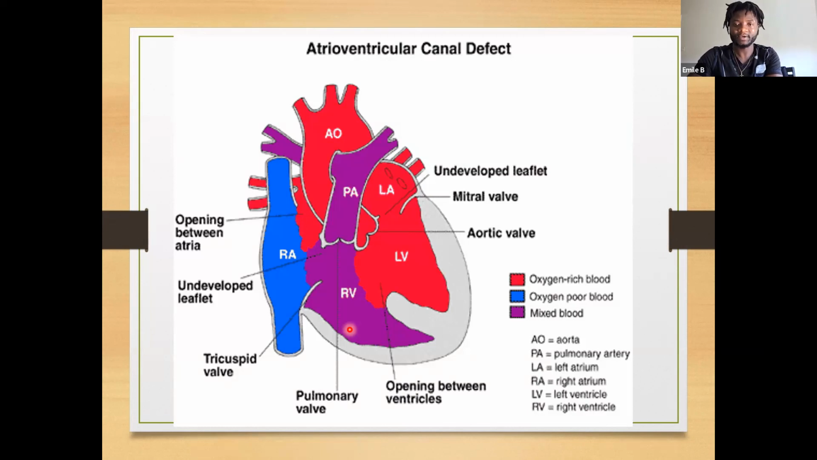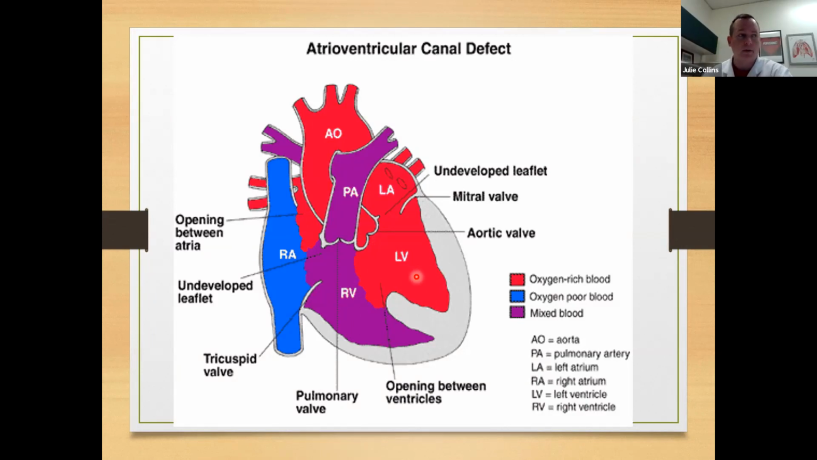So during a balanced AV canal, even though the right and the left ventricle function as one ventricle, the saturated and unsaturated blood are evenly distributed. Whereas in unbalanced, one of the ventricles is actually doing more work than the other, if I'm not mistaken.